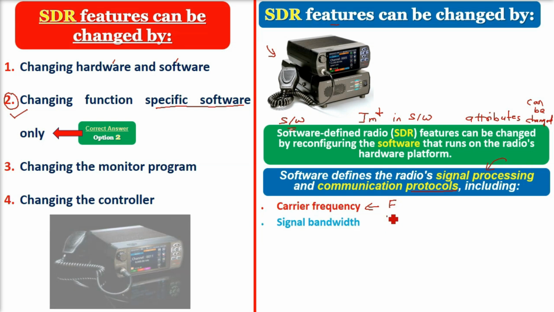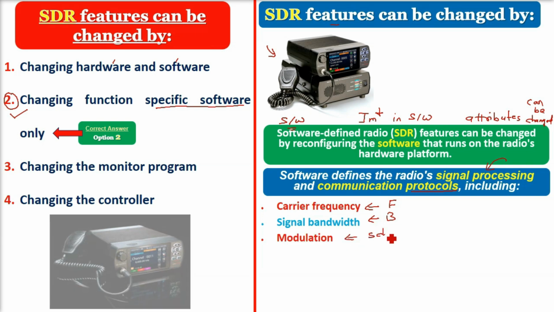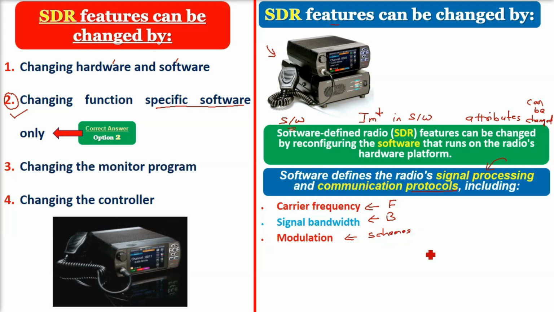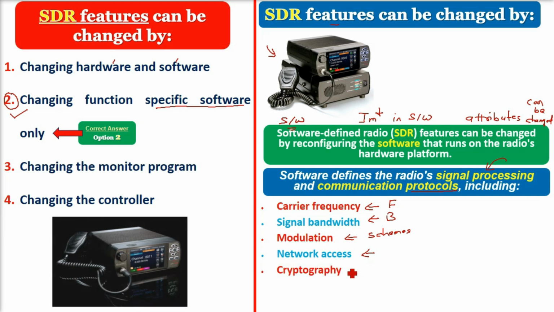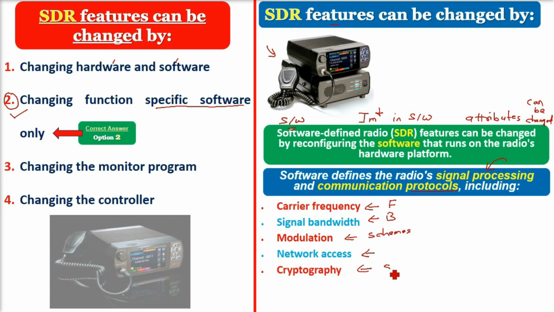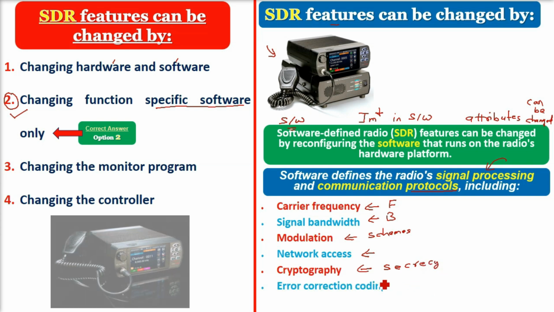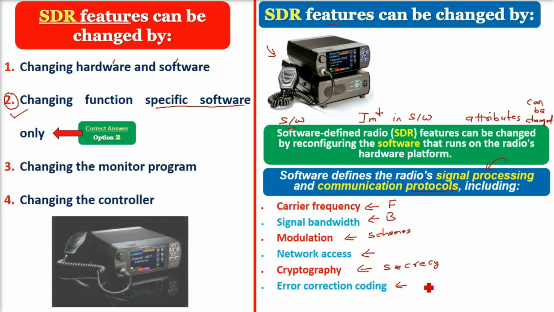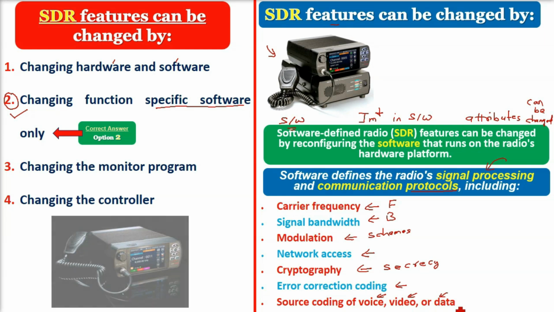So carrier frequency can be changed, signal bandwidths can be changed, and the modulation scheme can be defined. It can be PSK, QPSK. Network access, how the network will be accessed. Cryptography: you want to safeguard your data, safeguard your communication, and for that, cryptography can be done. Error correcting schemes like error correction coding can be applied. And voice, video and data are becoming so important, so the source coding of voice, video and data can also be performed. So this is how SDR features can be changed.